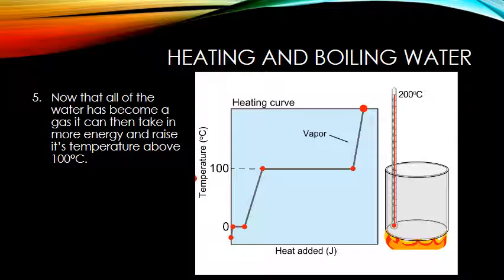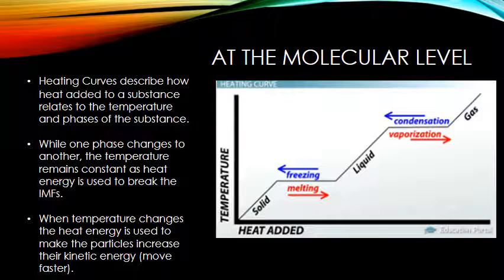So these heating curves have some different sections, and we have to be able to see what's going on in each section. What we are going to focus on are the two flat sections where we're changing from solid to liquid and liquid to gas, where we're doing a change in the state of matter. We're going to look at the calculations done for those sections of the graph. At the molecular level, heating curves are going to describe how heat added to a substance relates to the temperature and phases of the substance, as we've seen.